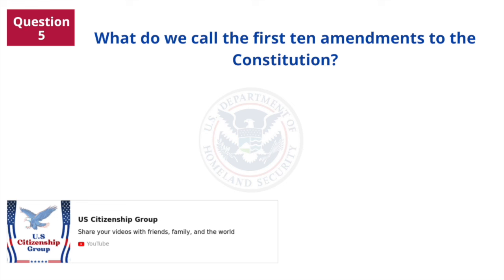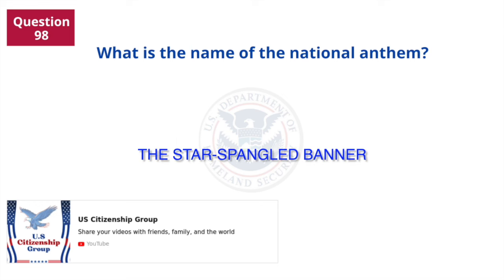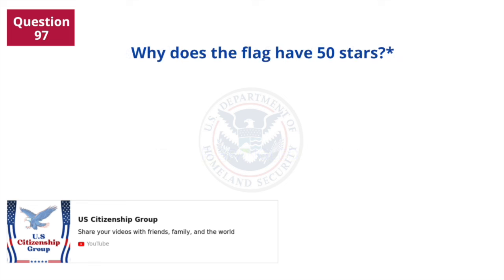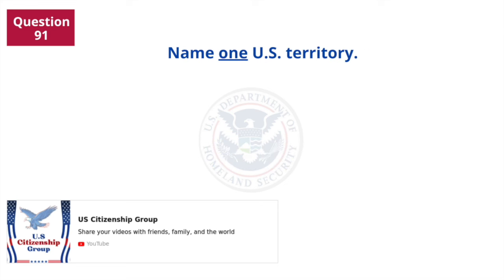What do we call the first 10 amendments to the Constitution? The Bill of Rights. What is the name of the national anthem? The Star-Spangled Banner. Why does the flag have 50 stars? Because there are 50 states. Name one U.S. territory. Guam.